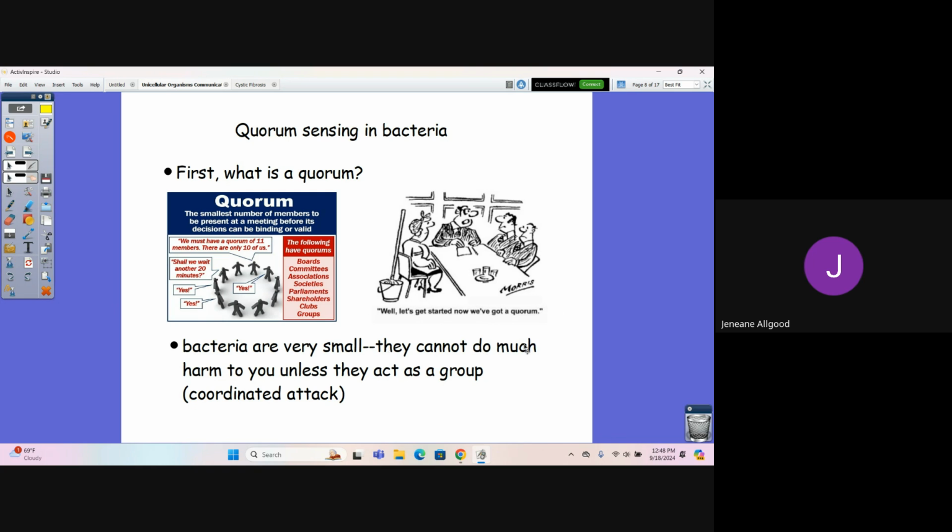They cannot do much harm to you unless they act as a group, which is a coordinated attack. But then again, remember that bacteria don't have eyes, they can't see. So if they are going to try to carry out a coordinated attack, they're going to need a way to figure out if there's enough bacteria surrounding them, especially of the same species, to launch a coordinated attack. Because one bacterium by itself is really not going to do much.